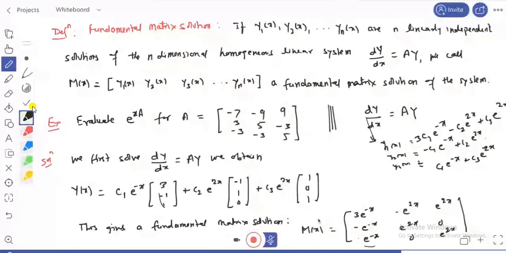Okay, this is your M(x). Then you have to find what is your M(0). What is the value of M(0) when you put x equals to 0? Then you get M(0), and then you find the M(0) inverse, that matrix, and multiply it by this M(x). You get e to the power xA. So one method is this thing. If we have already known the solution of that system of differential equations, then we can write directly what is M(x).